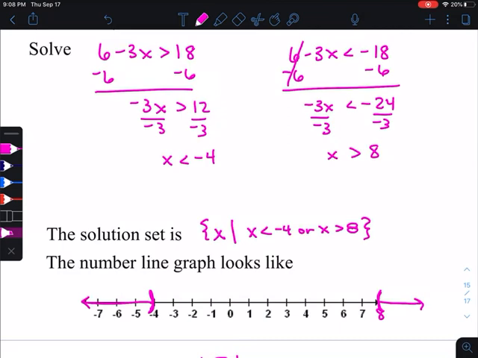And interval notation would say that we're going from negative infinity up to negative 4, not including it. And I have from 8 going to positive infinity. And in all of those cases, I would have those parentheses because nothing is "or equal to."